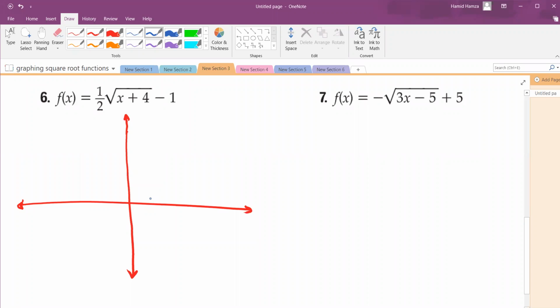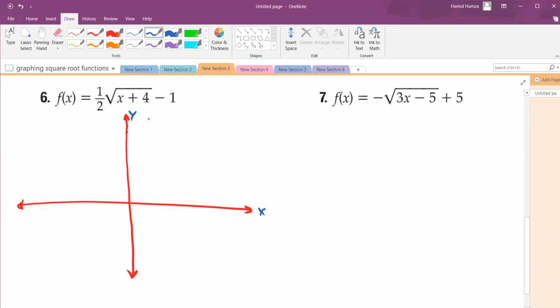Yeah, Mr. Translation? Which one? Number 6? Mm-hmm. Okay. We will get rid of the 1/2 first, or we won't? So the translation will be what, guys?